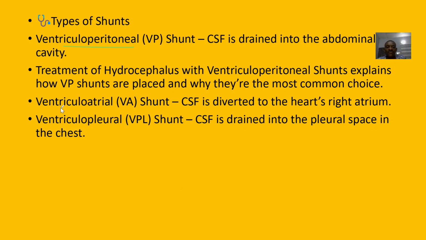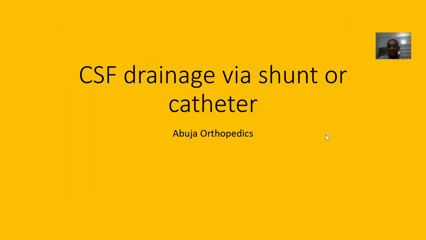We have the ventricular arterial shunt, which diverts into the heart's right atrium. Then the ventricular pleural shunt, which drains into the pleural space of the chest. We'll find time to talk about these special shunts and discuss them further. So that's it for CSF drainage via these two methods.